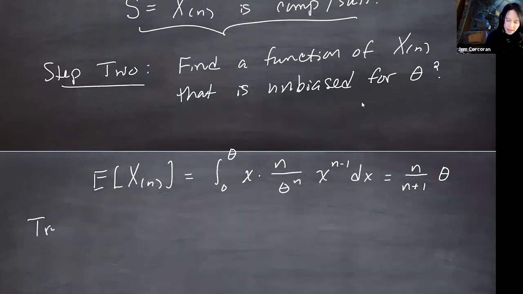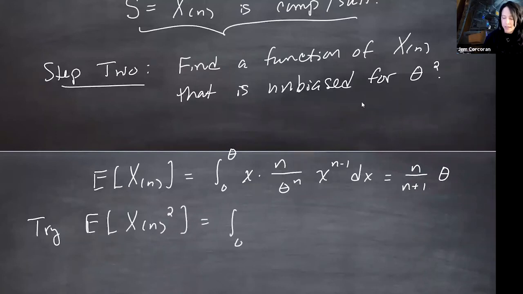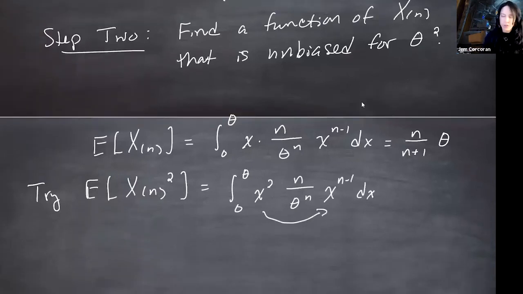So we're going to try the expected value of the maximum squared, and hopefully we'll see a theta squared. This is going to be the integral 0 to theta of x squared n over theta to the n x to the n minus 1 dx. And so when you combine these, you get an x to the n plus 1. And when you integrate that, you get x to the n plus 2 over n plus 2. And when you plug in theta, you get theta to the n plus 2, but you also have a theta to the n, you get some cancellation, and you end up with n over n plus 2 theta squared.